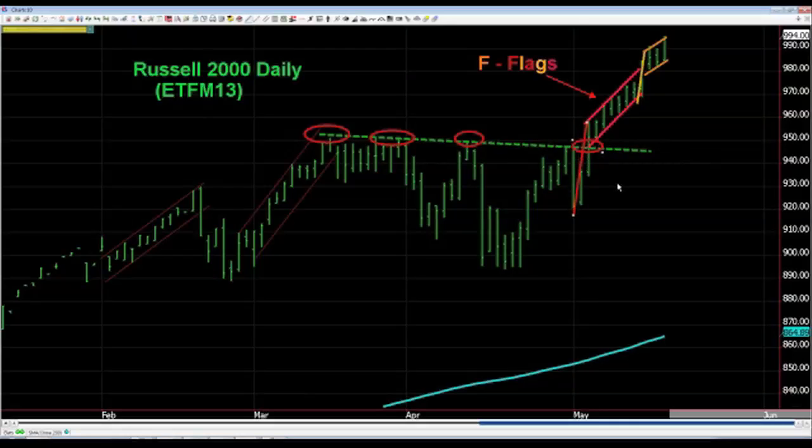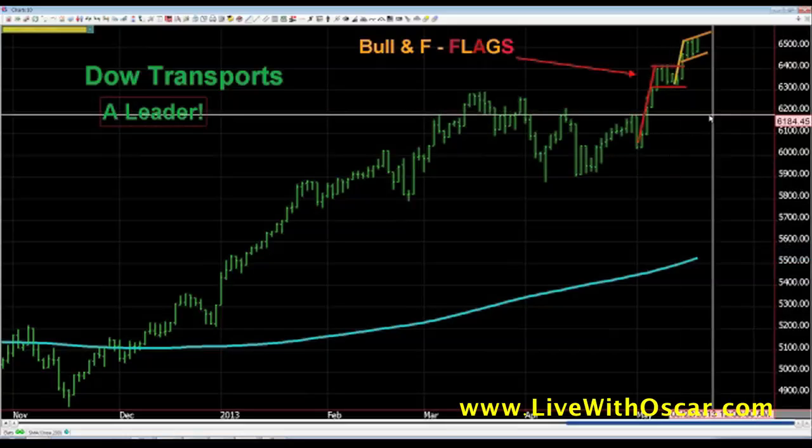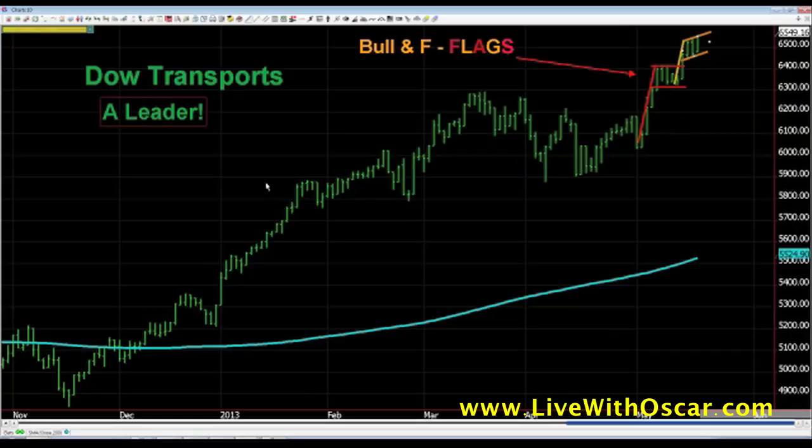So you gotta love the Russell, you gotta love the NASDAQ, you gotta love the E-mini S&P. You gotta look for more upside, at least for Monday this week. Let's go look at the tranny. Traders, the Dow Jones Transportation Average. You have a bull flag, this red bull flag, morphs into an F flag, the one that we're in now. You cannot beat this market. It looks absolutely fantastic on the daily.